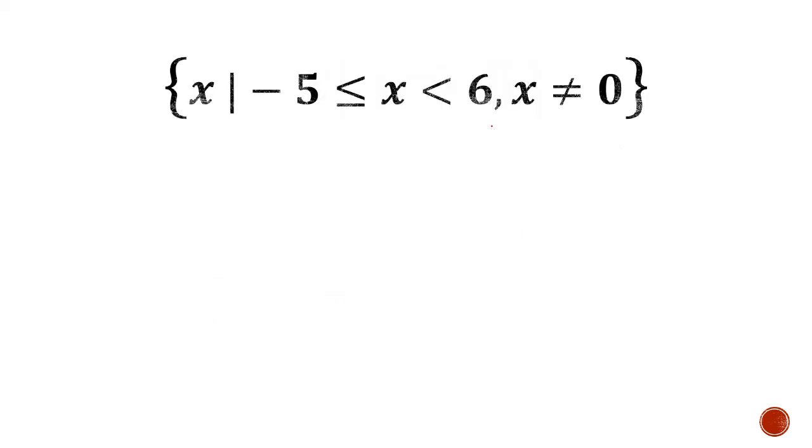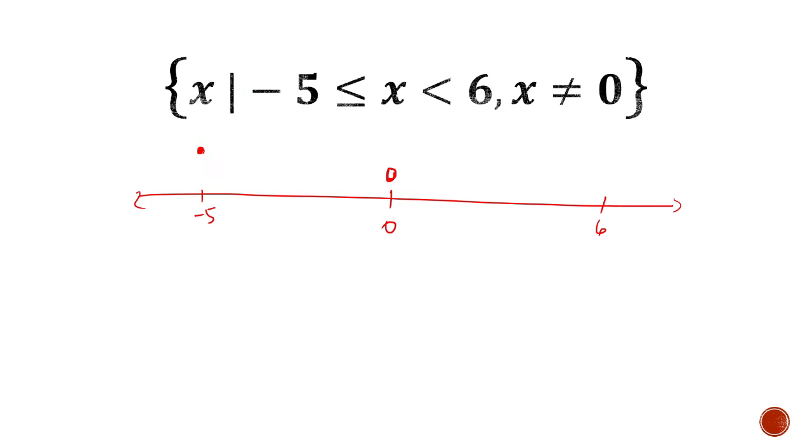So let's proceed to the last one. Wow, this looks very, very complicated. But let's see. We draw the number line, 0 at the center, 6, -5. Now let's see. Since 0 is not included, we use open circle. Now x is greater than or equal to -5. So we are going to shade -5. And we are going to the right.